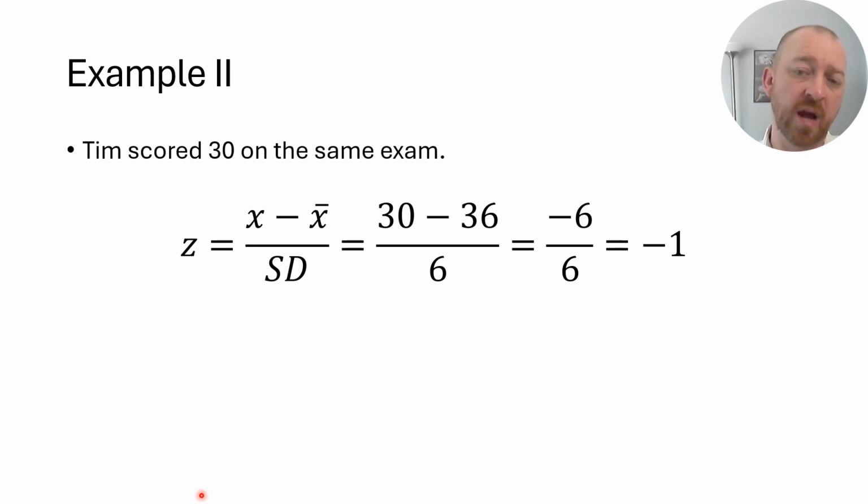But now we want to know how much worse did he do? How far away from the mean did he do in terms of standard deviations? So that's what we do here. His score was 30. We kept the same mean, which was 36, and the same standard deviation for this population. 30 minus 36 is negative 6. Negative 6 divided by 6 is, of course, negative 1. So if Tim's z-score is negative 1, we now need to see how that looks.